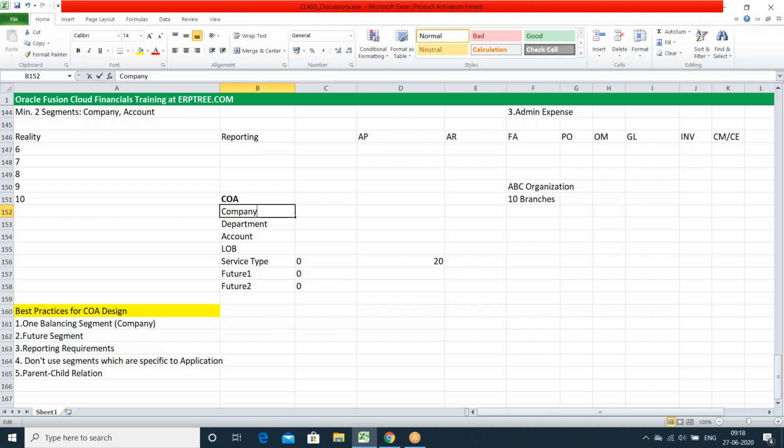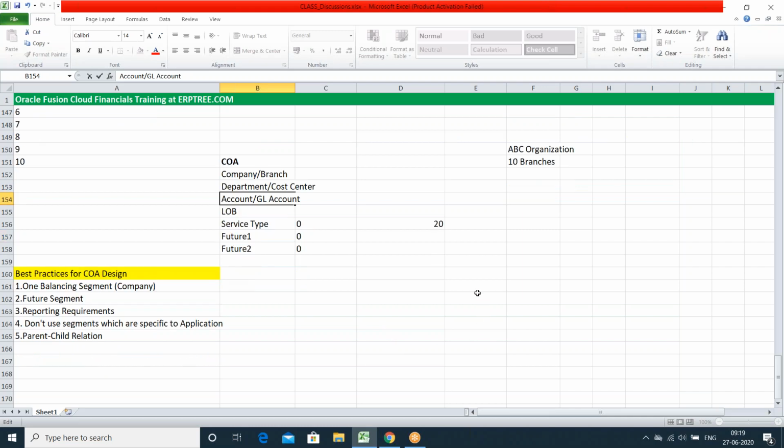Here, instead of selecting company, this segment you can take as a branch also. Some clients use this name as a branch, since branch-wise they are going to record the transactions. Instead of taking the segment name as department, you can take it as a cost center. Ideally departments, we call them cost centers. Instead of account, you can take it as a GL account also. All this we are going to create in the GL. The same accounts can be used across all the applications, so you can call them GL accounts.